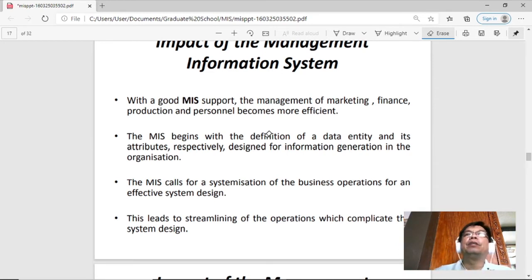So the MIS begins with the definition of data entity and its attributes, respectively designed for information generation in the organization. The MIS calls for systemization of business operations for an effective system design, so it will become more systematic. This leads to streamlining of operations, which complicates the system design. So again, our operation becomes more efficient.